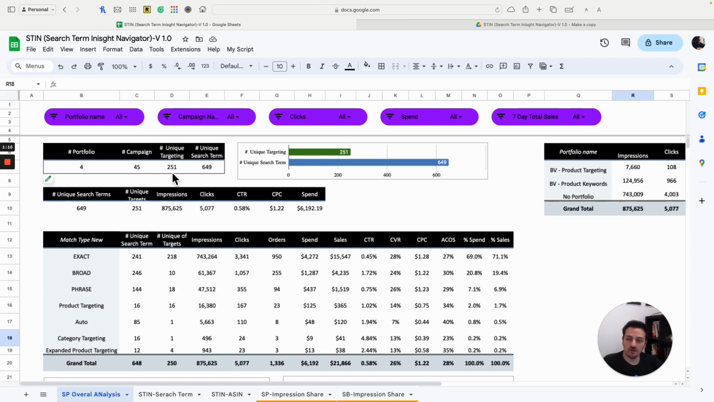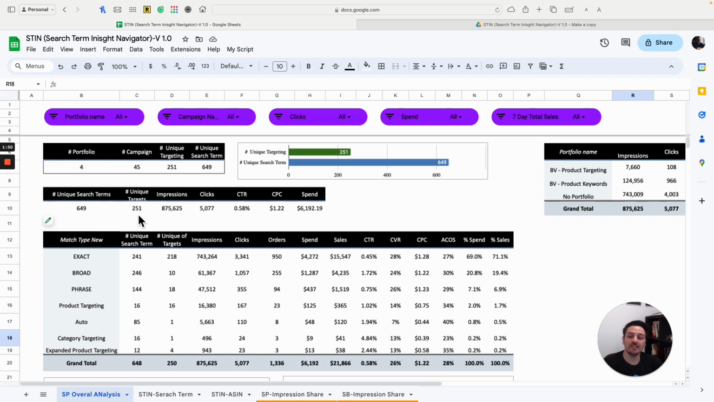Unique targeting, we are targeting 251 unique terms, okay? You might be targeting one keyword in different match types or for different products in different campaigns, but this is just counting unique targeting. And the number of unique search terms is 649. This graph just shows the same thing. Down here, you have the unique search terms that we had, 649. Number of unique targets, 251.